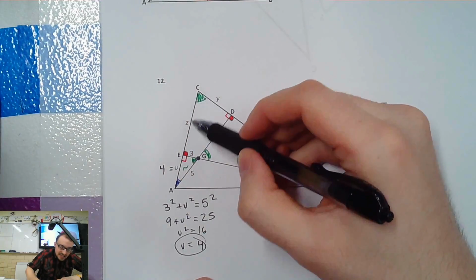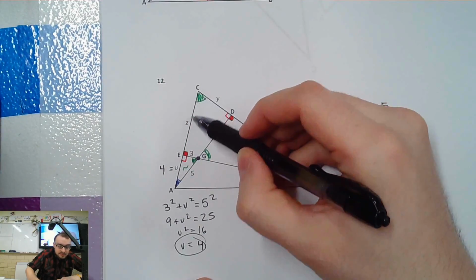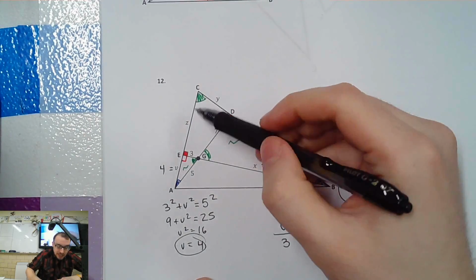Z is not part of a triangle. It's not, is it? Z plus 4 is.